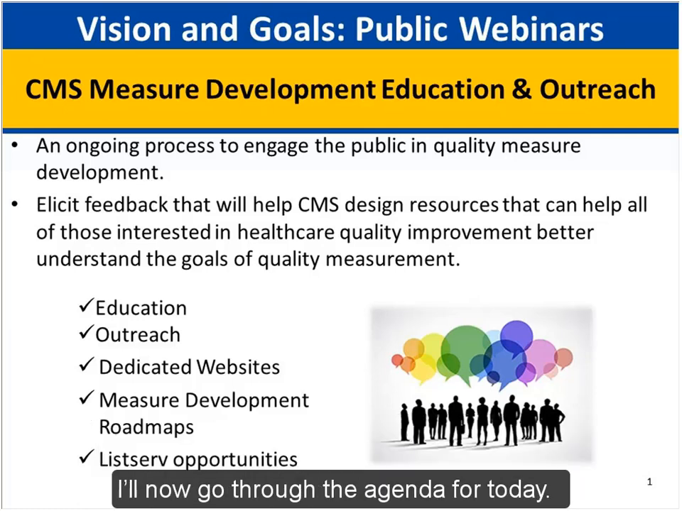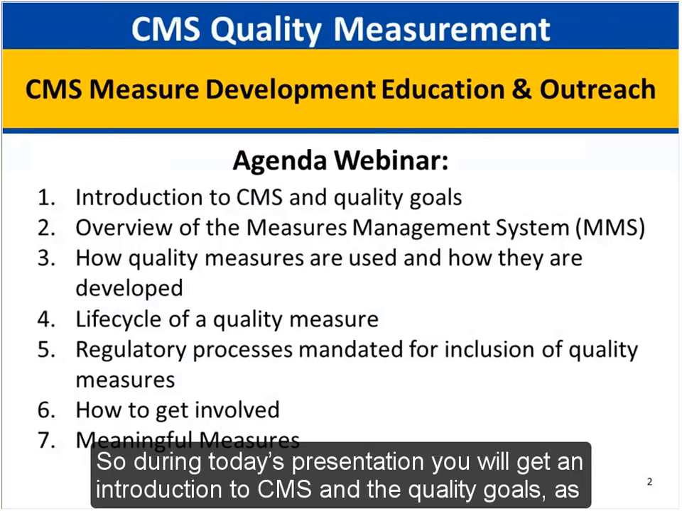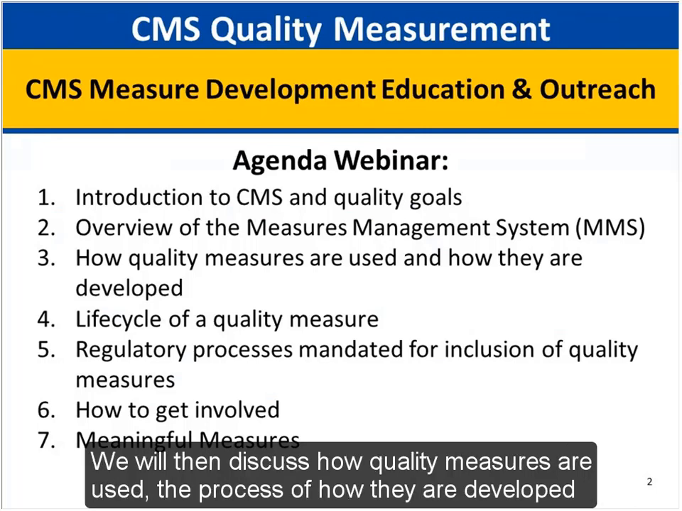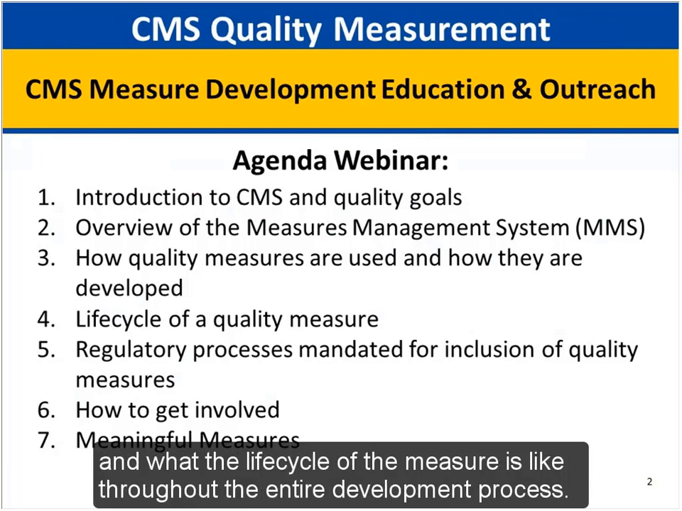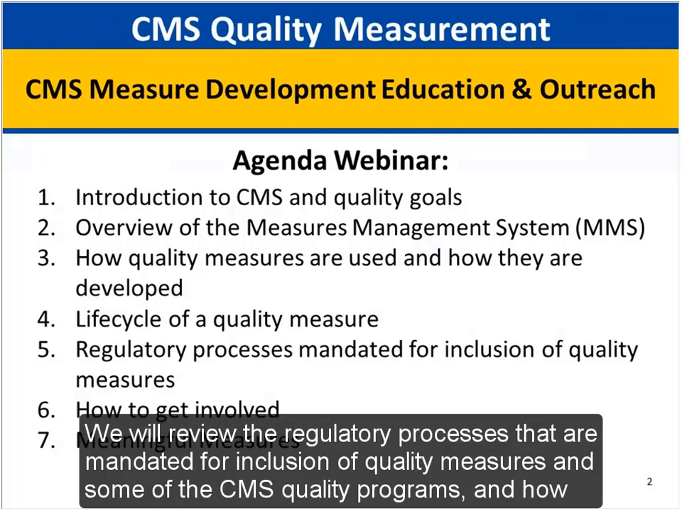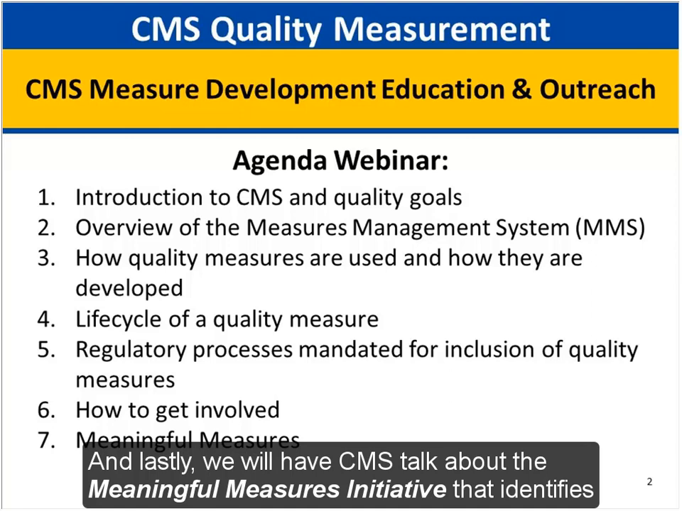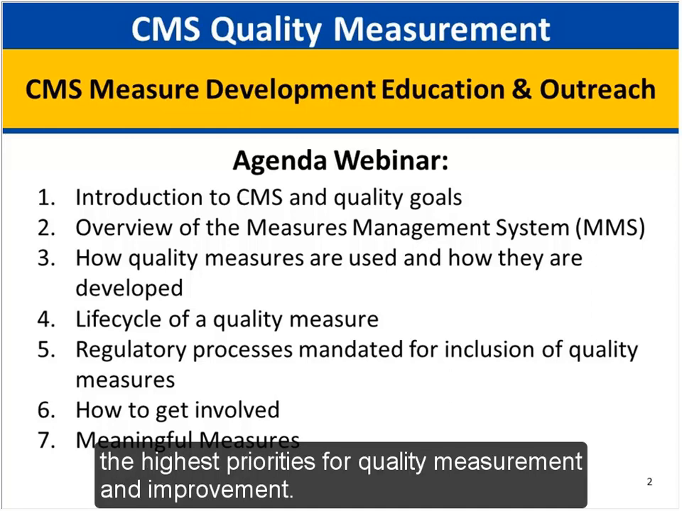So during today's presentation, you'll get an introduction to CMS and the quality goals, as well as an overview of the CMS Measures Management System. We'll then discuss how quality measures are used, the process of how they are developed, and what the life cycle of the measure is like throughout the entire development process. We'll review the regulatory processes that are mandated for inclusion of quality measures in some of the CMS quality programs, and how you can get involved throughout the measure development process. And lastly, we'll have CMS talk about the Meaningful Measures Initiative that identifies the highest priorities for quality measurement and improvement.